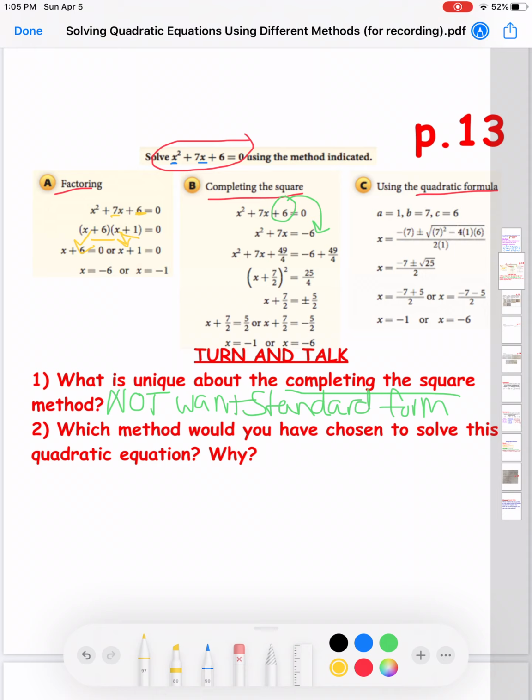In B, we moved the 6 to the other side. We did our half square share to get 49/4. We then factored the left side and simplified the right side, took the square root, and used our inverse operations.